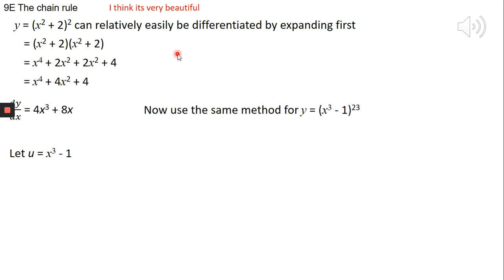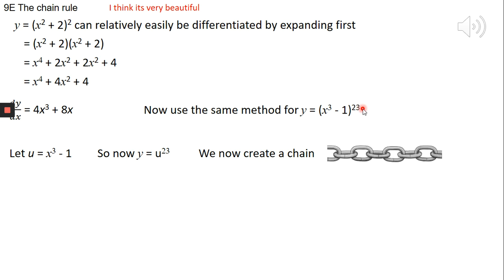So what you do with the chain rule, and we'll go through this very briefly now, and then we'll go through a much greater example later on, is for some reason we like the letter u, so we're going to let u equal that bit there, x cubed minus 1. So now we know that y is u to the power of 23, isn't it? Y equals u to the power of 23. And we're going to create a chain.